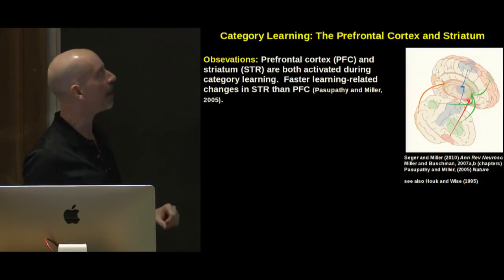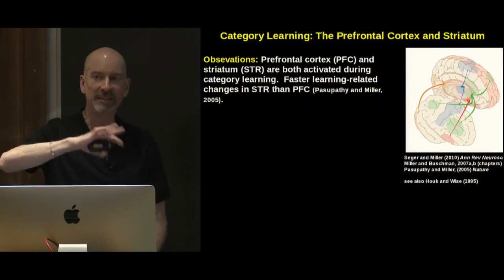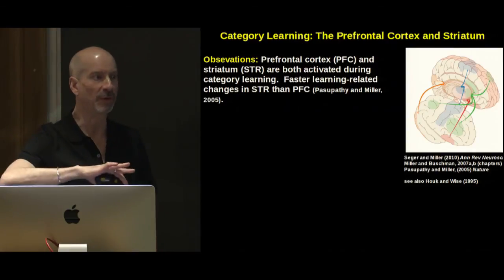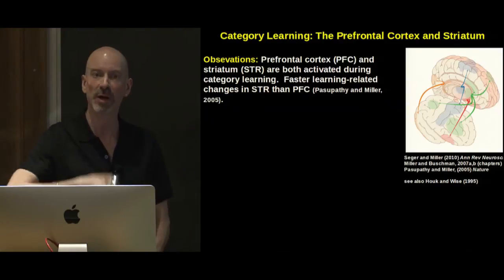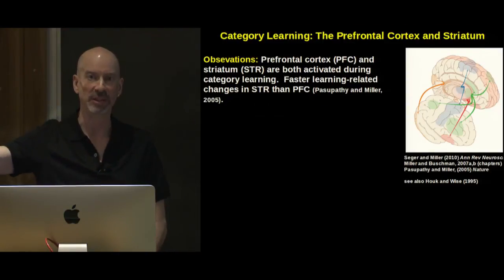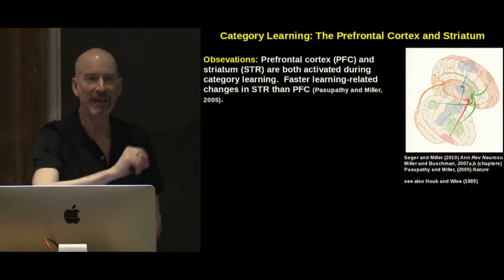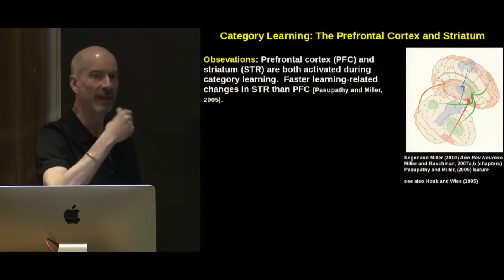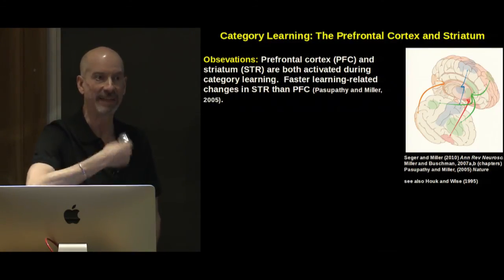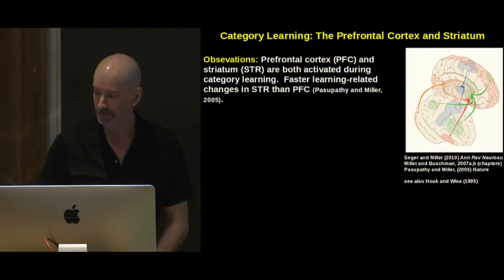And Anita Pasupathy in my lab found that if you look at changes in neural activity in the striatum versus the prefrontal cortex during simple associative learning, the striatum changes very, very quickly, and the prefrontal cortex changes much more slowly. The monkey's behavior follows the slower time course of the prefrontal cortex, but the striatum is doing very rapid changes that precede the changes in behavior.